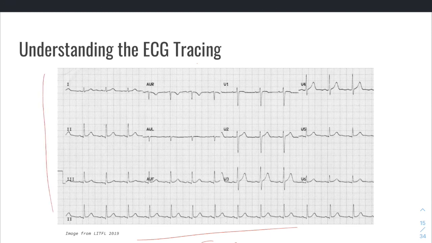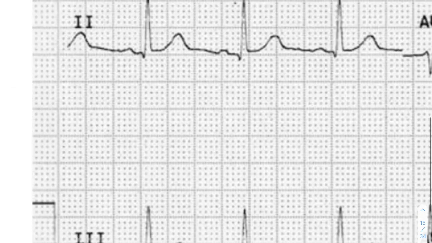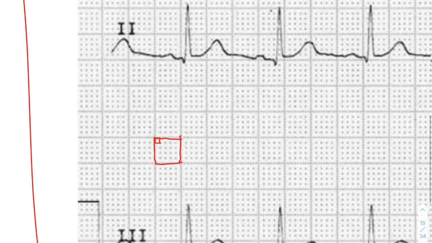And on your vertical axis, this is actually voltage, but we measure it in millimeters. Each small square is 1 millimeter, and that's enough to determine our voltage there. So in your ECG, you have small squares like this, and then you have large squares like this. What to keep in mind is the rate: your ECG paper moves at a rate of 25 millimeters per second, so you want to make sure you're paying attention to that.